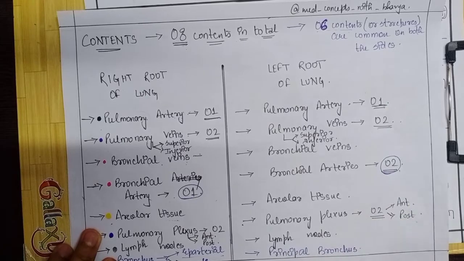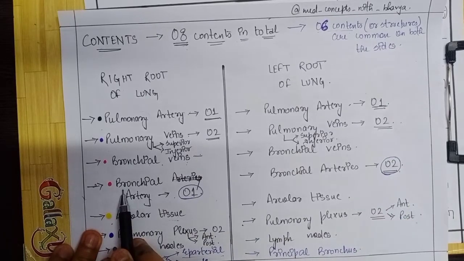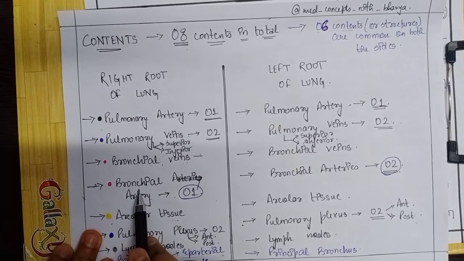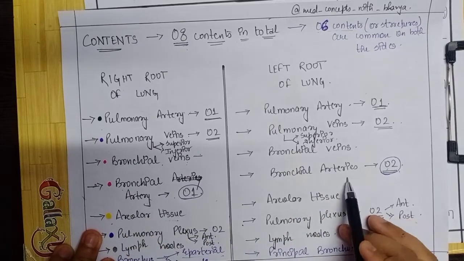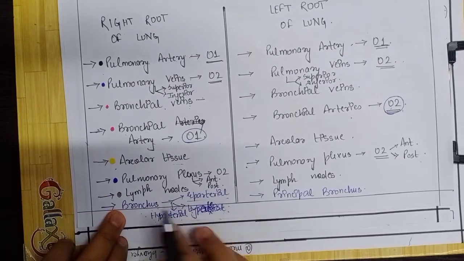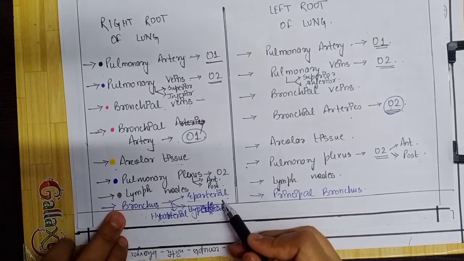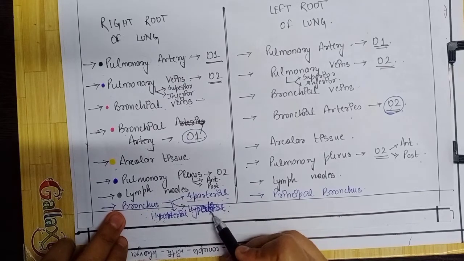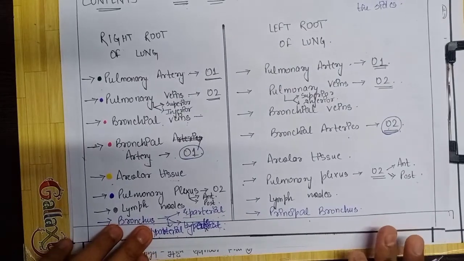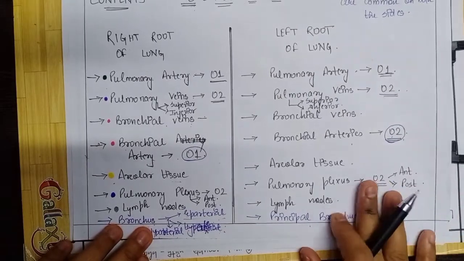Which are those 2? They are both starting from B, that is bronchial artery, 1 on the right side and 2 on the left side, whereas bronchus, right root has 2 bronchus, which is eparterial and hyparterial. Eparterial is above and hyparterial is below, whereas on the left root we have only 1 bronchus, which is the principal bronchus. So that was all about the content.